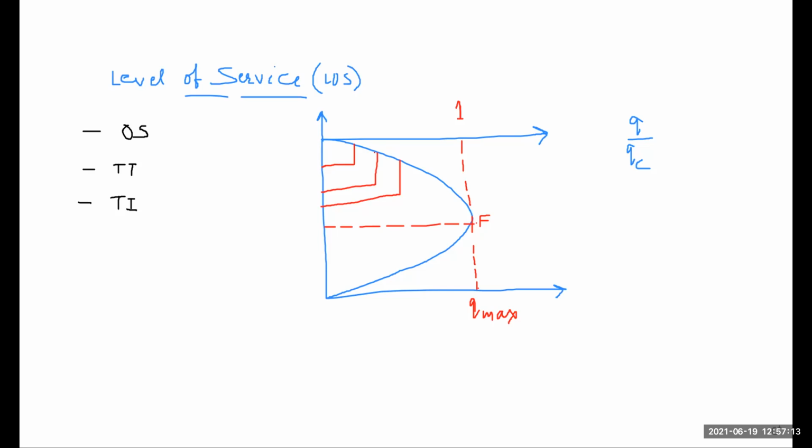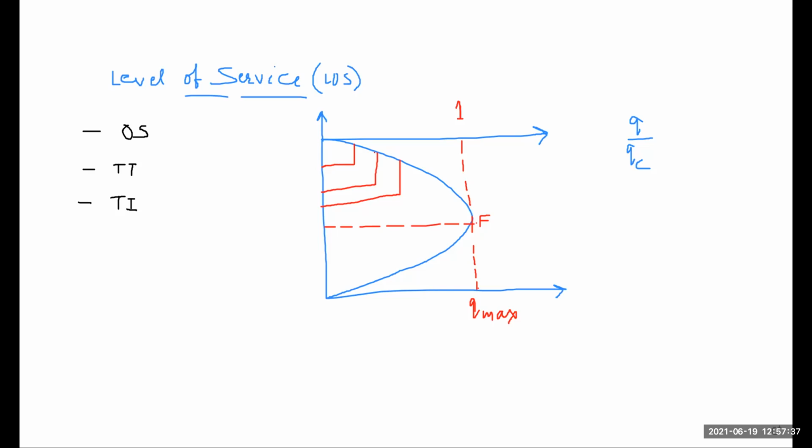So the IRC suggests 6 levels of service ranging from A to F, having the following properties. LOS A, that means level of service A, is free flow operation. In LOS A, there is free flow operation, no restriction in maneuvering, and low traffic.